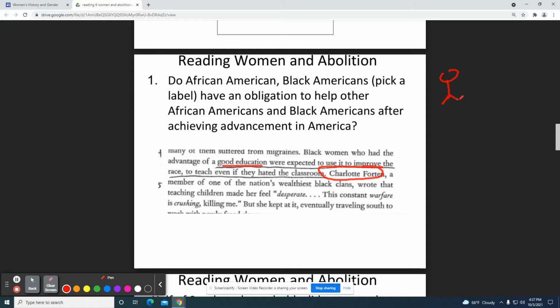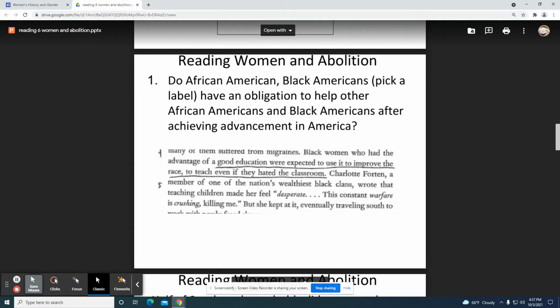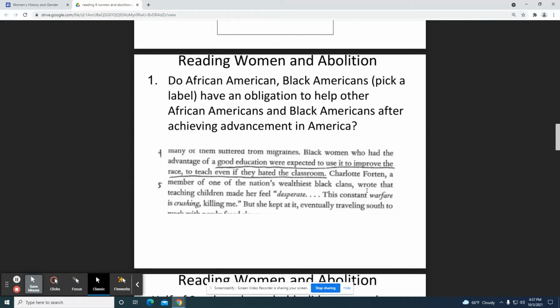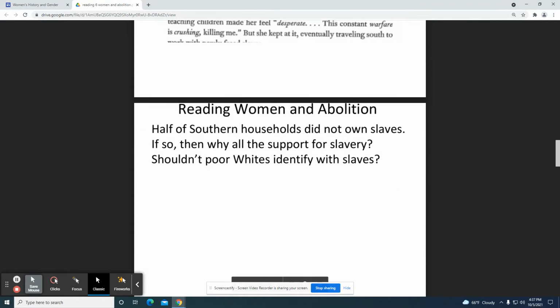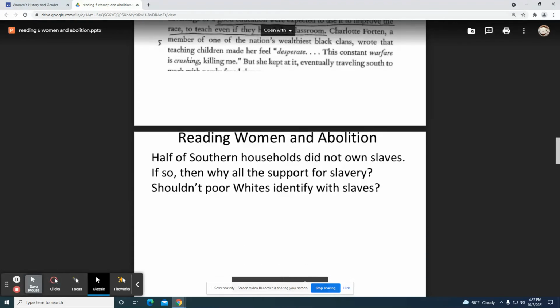So here we have someone African American who is wealthy. In this case, she has an education. Does he or she have an obligation to lift up the other individuals? That seems to be the situation that Charlotte Forten is dealing with here, feeling that obligation to elevate her people out of the situation they're experiencing as a result of the institution of slavery. And in this case, it happens to be about education.